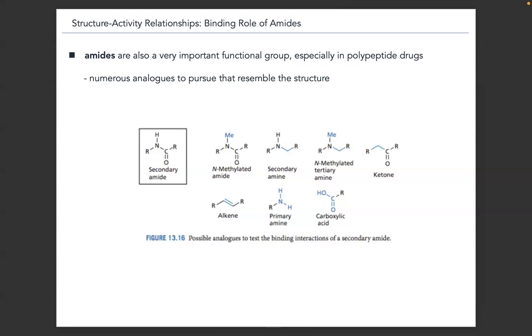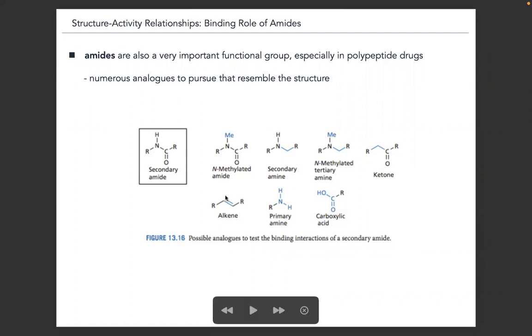Then you're like, okay, let's do the opposite. I want to take away the accepting ability of that oxygen. So you take that out and change it to the secondary amine. And then you want to do the combination of them, so you change it to this N-methylated tertiary amine. Then you want to rip out the nitrogen. How important is the nitrogen? You say, okay, we're just going to rip out the nitrogen and make that a ketone.